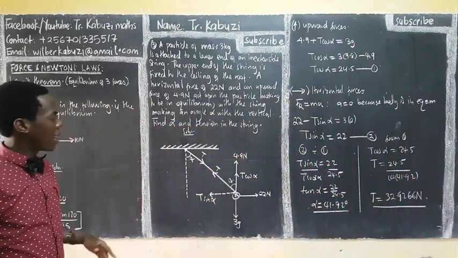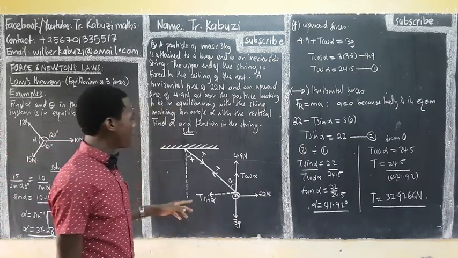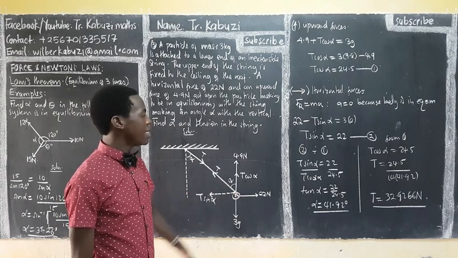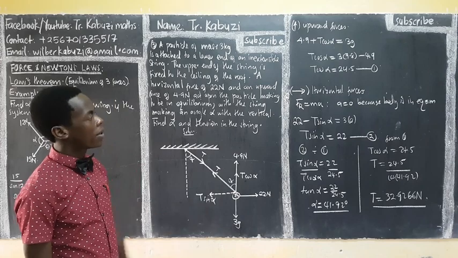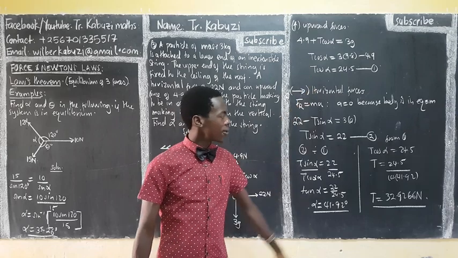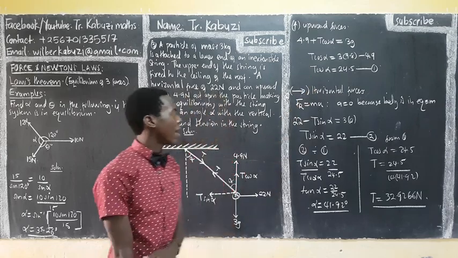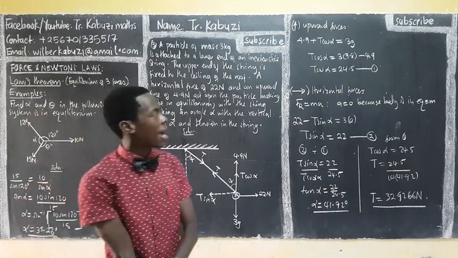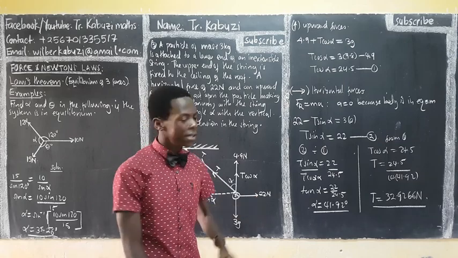Now, if we just add this tension, the vertical force, and this, for the body to be in equilibrium, you can also apply it that way. But I thought the method I used was a cheaper way to handle it. So that's it, members. I wish you well. That's how we handle that. We are going to see more examples.